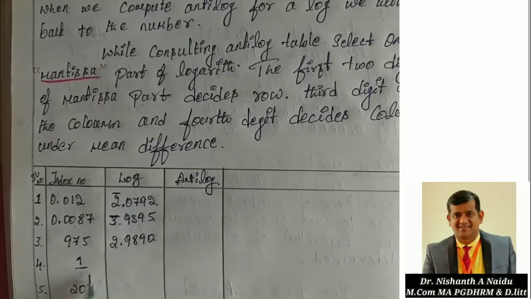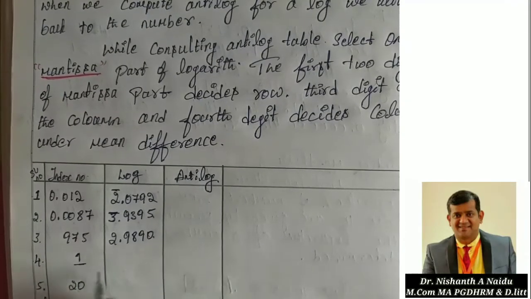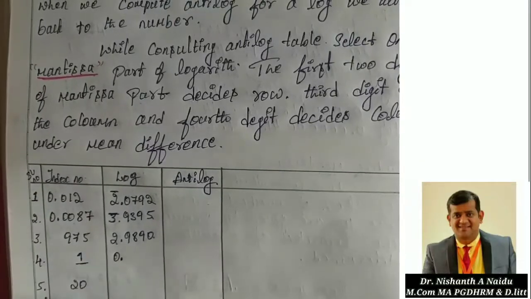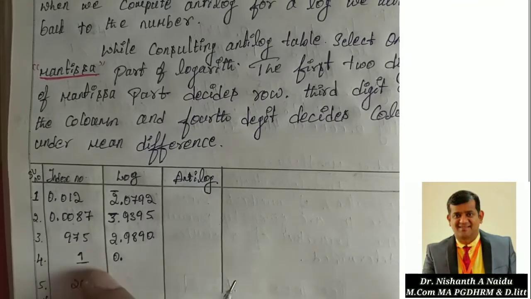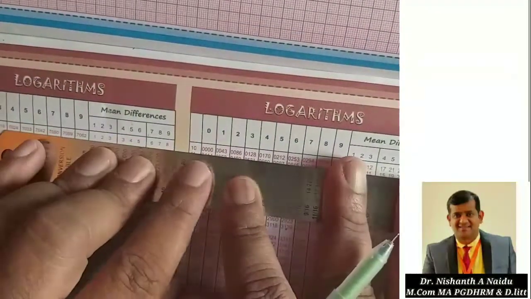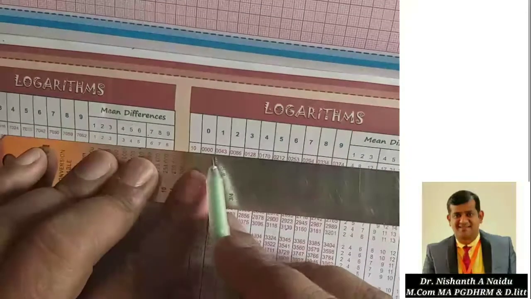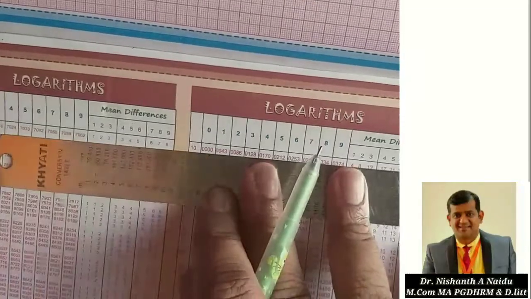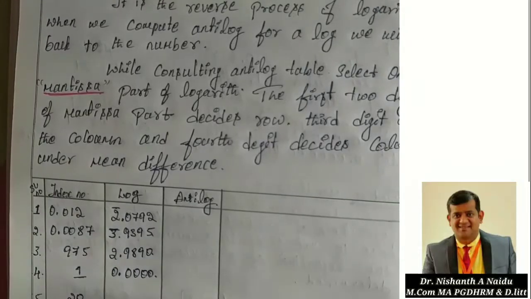The next one is 1. 1 is equal to 1, so it is neither greater nor lesser. In that case also 1 minus 1 is 0. Now you have to identify the log value for 1. So we look at the first column of 10. How much do you have? 4 zeros. So I am writing 4 zeros: 1, 2, 3, 4.